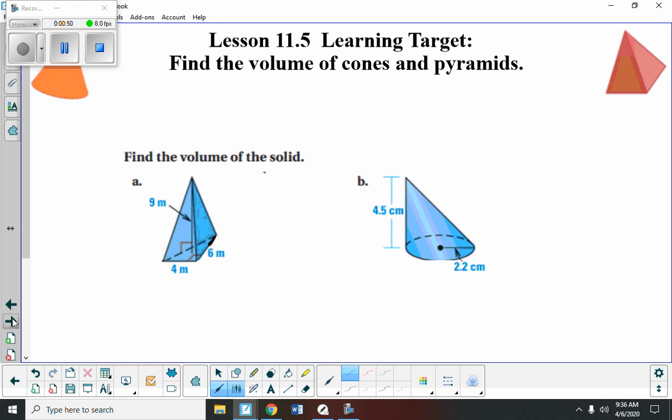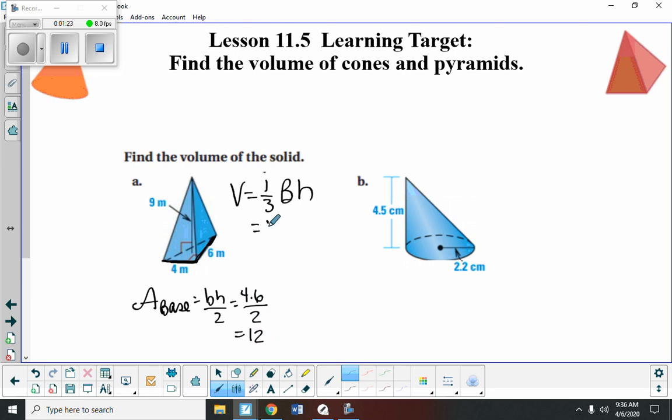All right, let's do a few problems. Find the volume of the solid. Always start by writing the formula, 1/3 area of the base times the height. For the area of the base, we have to look at what we have here. It's a triangle, so that would be base times height divided by 2. The base of the triangle is 4, the perpendicular height is 6. So that would be 24 divided by 2, which is 12. So the area of the base is 12.